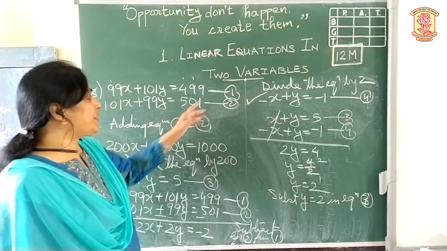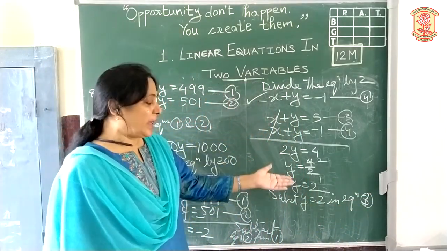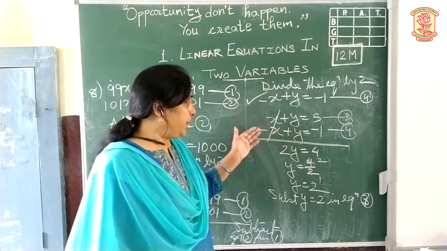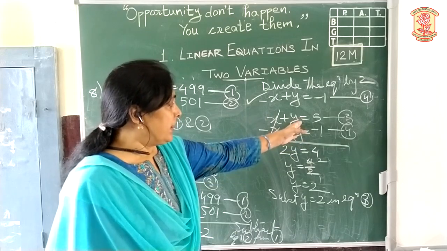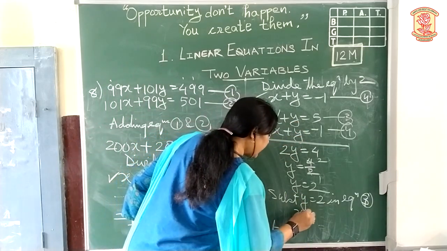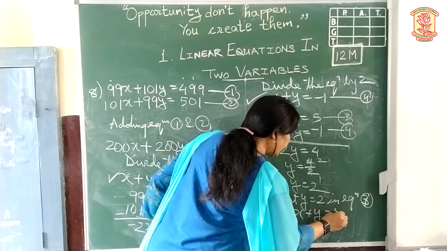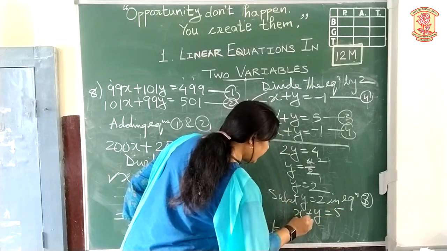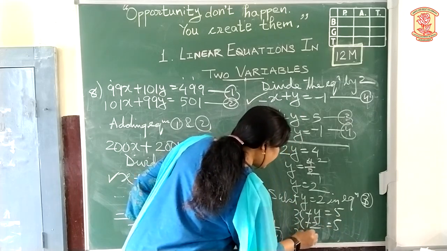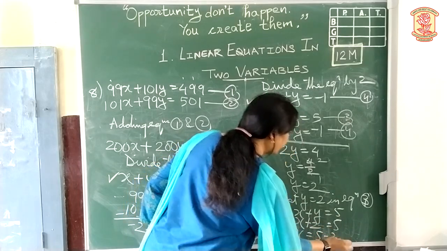Anyways, even if you substitute it here, you are going to get the same answer. But again, we always prefer the simpler equation. So we are going to take the third one, that is x plus y equals 5. And here we substitute the value of y. So it will be x plus 2 equals 5. So x will be 5 minus 2.